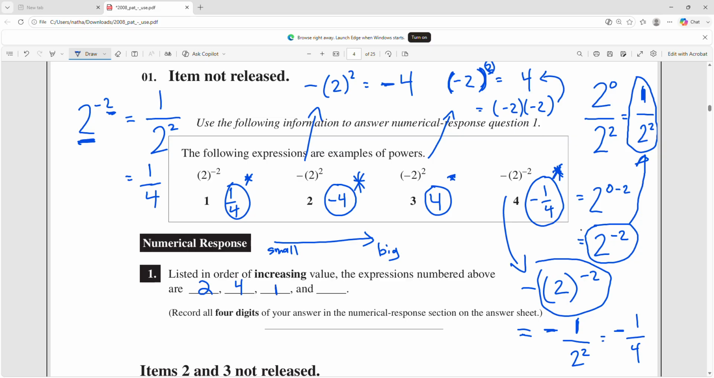So that's the biggest. It's increasing in value. If we think about our number line, right? Those would all be lined up on the number line here. Number 4, somewhere here, 1/4, then positive 1/4, and then positive 4 this way, right? Okay, there we go. That's question number 1.